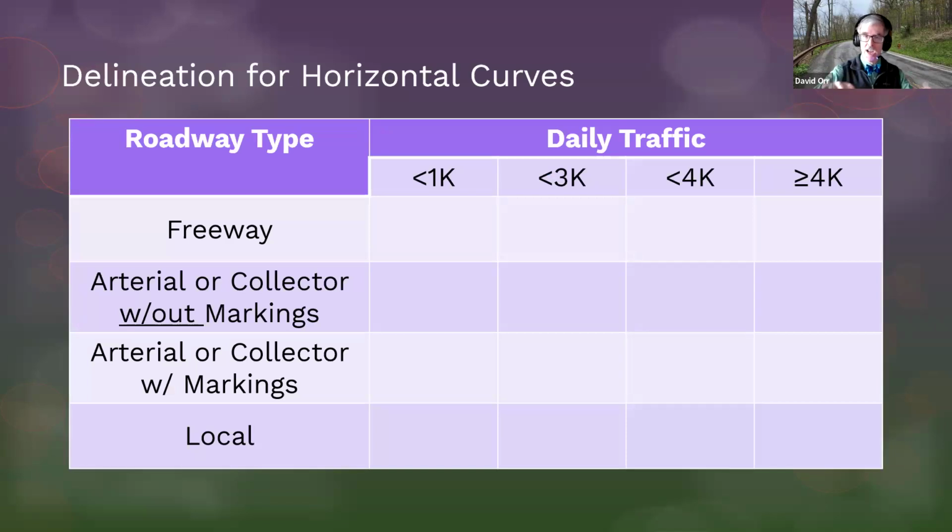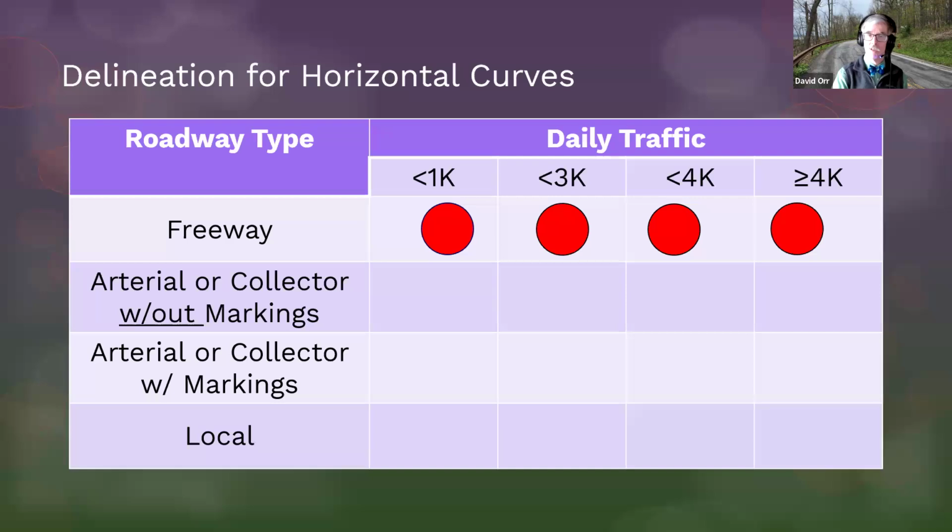And what they've done is they've created a table to get us started. And the idea is you look at the roadway type. So you have freeways, you have arterials and collectors with and without markings, and you have local roads. And the idea is you look at the road type and you look at the traffic volume, the daily traffic, ranging from less than 1, less than 3, less than 4, or more than 4,000 vehicles a day, and you decide what you need for delineation. And what the table essentially says in text, but I'm going to show it to you with little dots, is if you're on a freeway, every single horizontal curve needs to be delineated in one form or another.